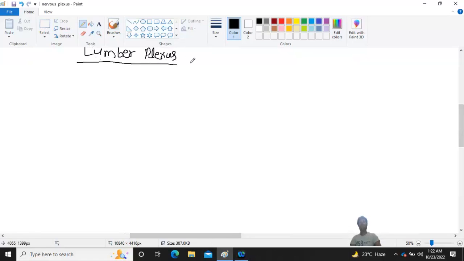Lumbar plexus. So how is it formed? First, we know that it also originates from the lumbar region. Lumbar spinal nerves. Let's say this is L1, L2, L3, L4, and L5. These are the nerves. So the first nerve here, we draw in yellow.